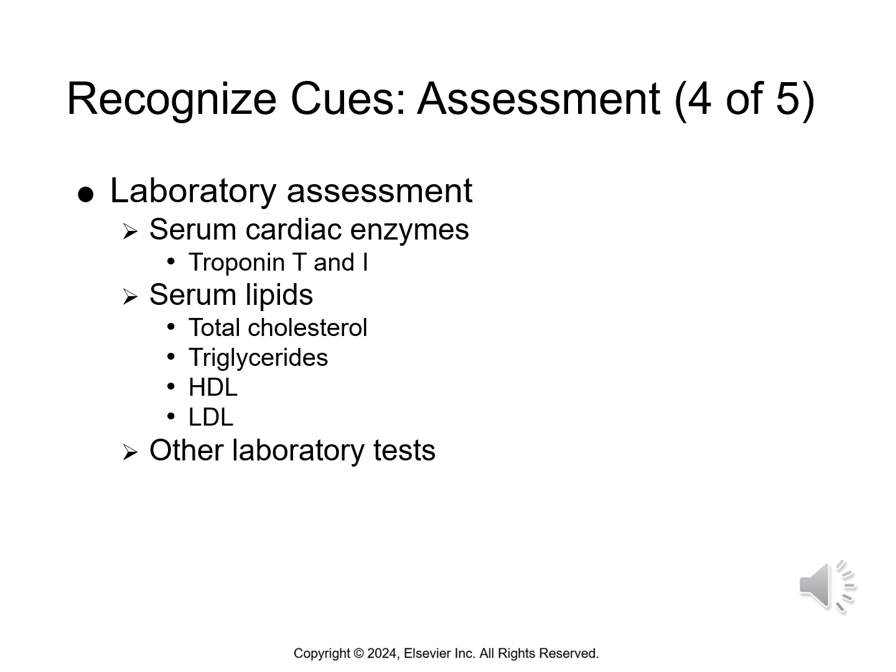For triglycerides, we want to see in females that it's 35 to 135 milligrams per deciliter. Males, 40 to 160 milligrams per deciliter. Elevations indicate an increased risk for coronary artery disease.